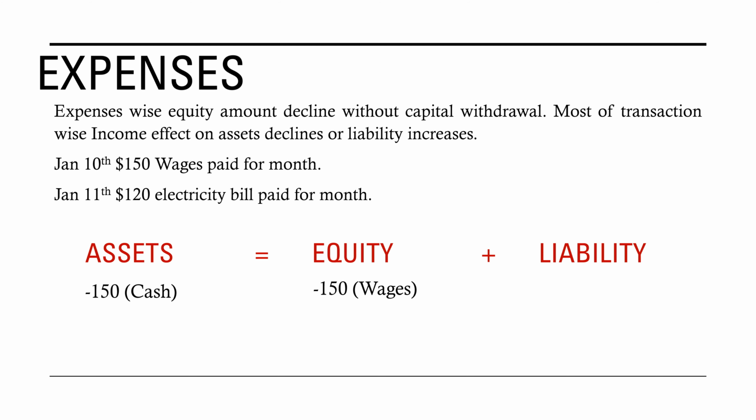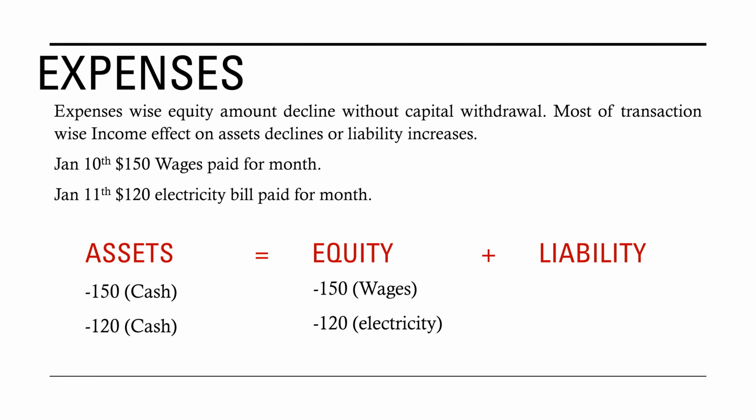And on January 11th, we know that 120 was paid for the electricity bill for the month. According to that, the same scenario applies as in the previous case. We need to identify the source. The electricity bill is an expense type, so we need to deduct that amount under equity. It is noted as a 120 amount declining equity.